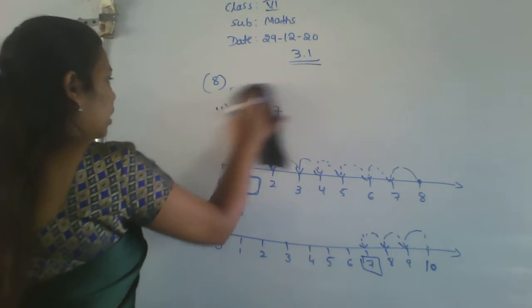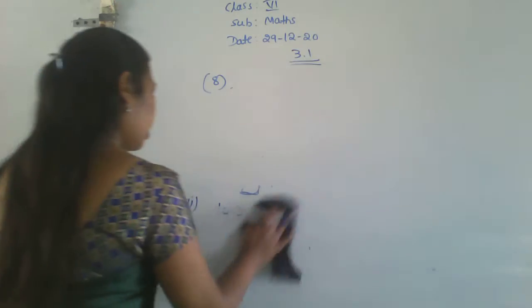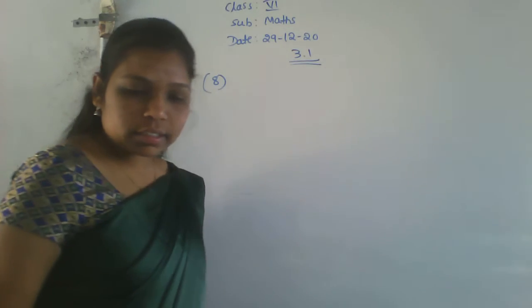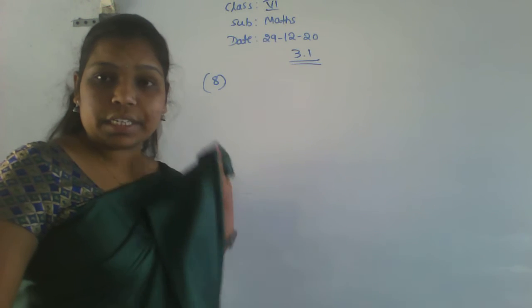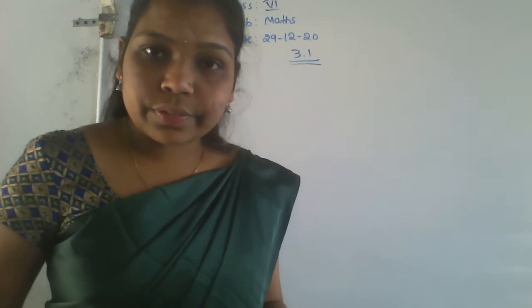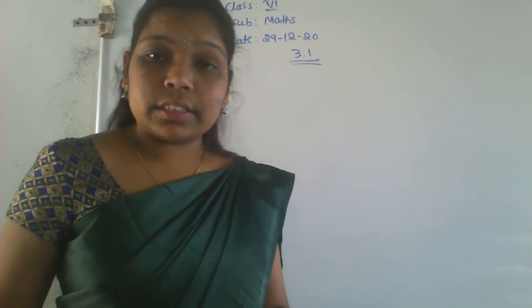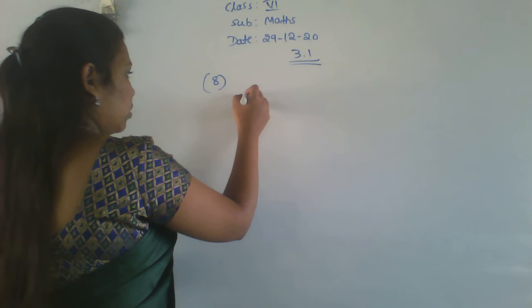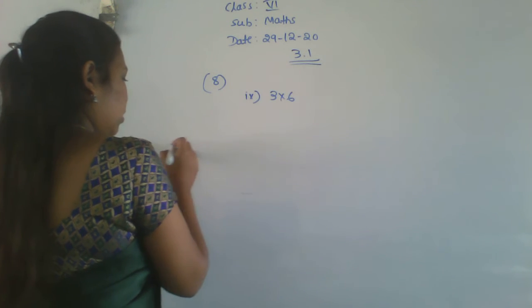So next one. The seventh one is also subtraction, so do that one yourself. And the eighth one is also subtraction. That is also do it yourself. I'll do the ninth one: 3 into 6. Ninth one, right? 3 into 6.